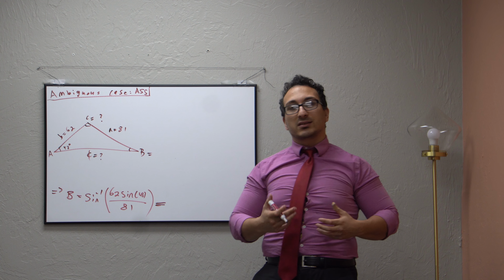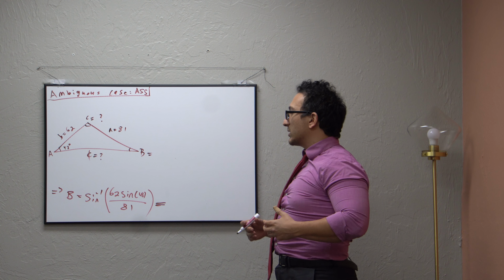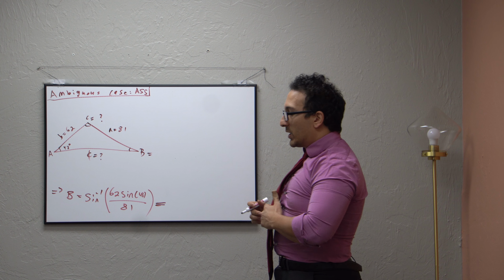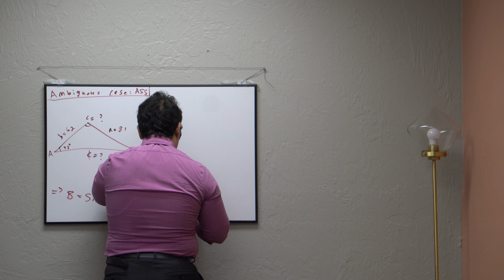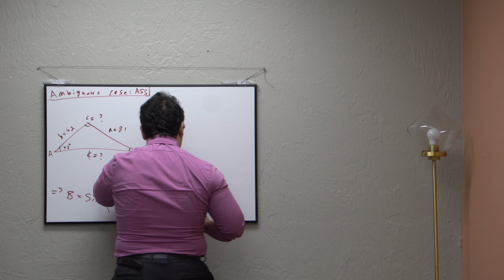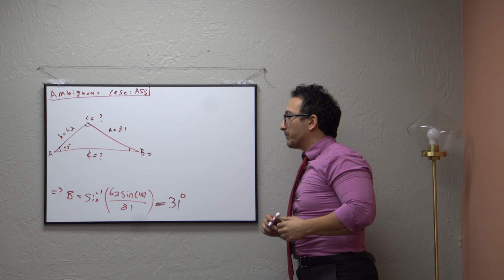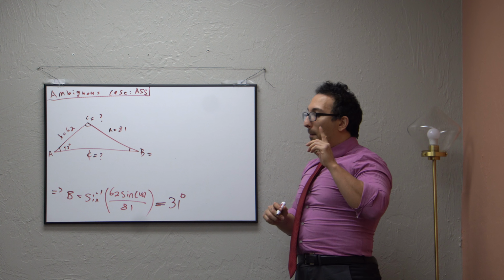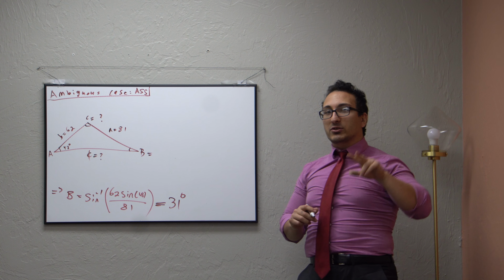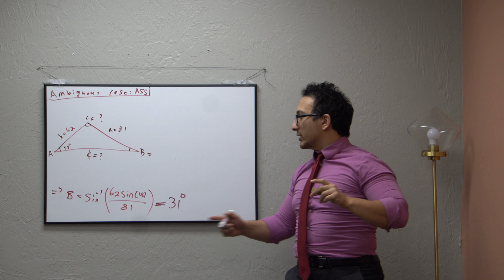It does what you tell it to do. And whenever you compute the sine inverse of this value, it only outputs one answer, namely 31 degrees. Okay? But that's not the only answer, because there's two answers for a sine inverse of this.